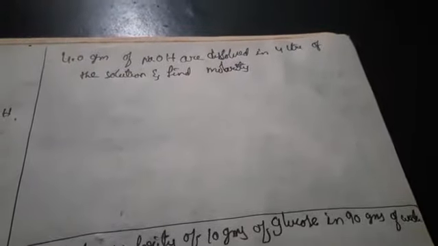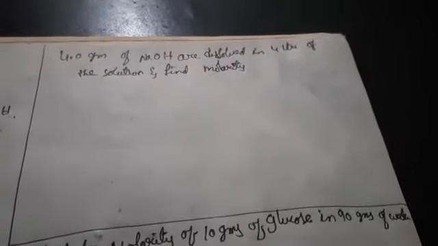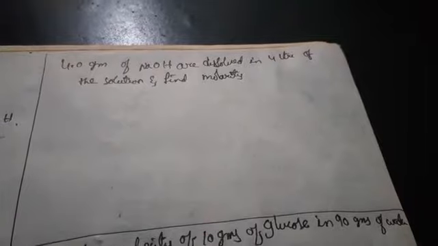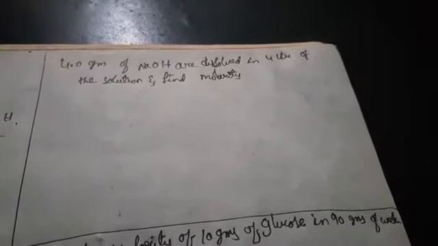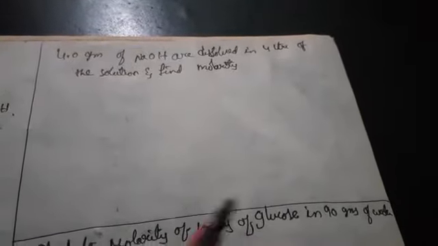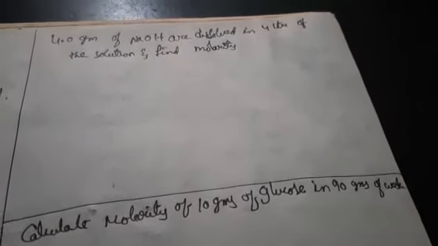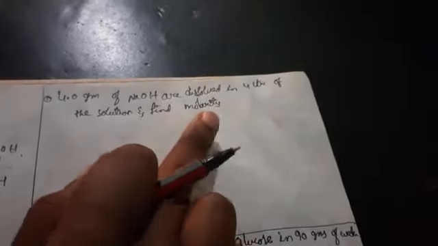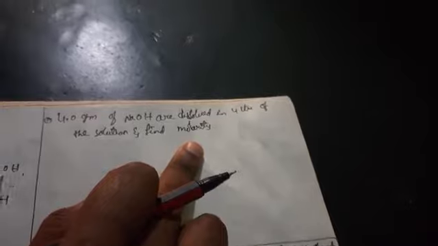Good morning students. We have seen before the class concentration of solutions, that is molarity, molality, normality and mole fraction. Now let us see the problems based on molarity, normality, molality and mole fraction. So see the first question. Here 4.0 grams of NaOH are dissolved in 4 liter of the solution, and find molarity.